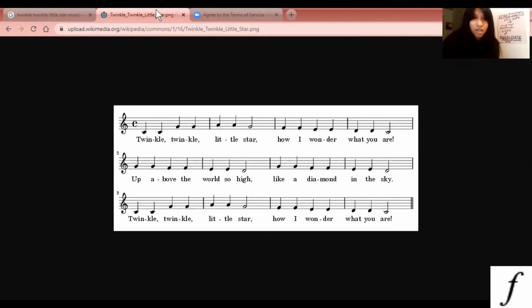See how that was loud? And it stays loud throughout the whole time. This is fortissimo.